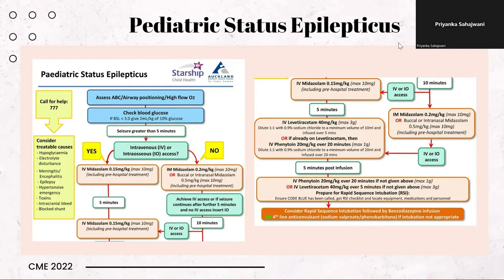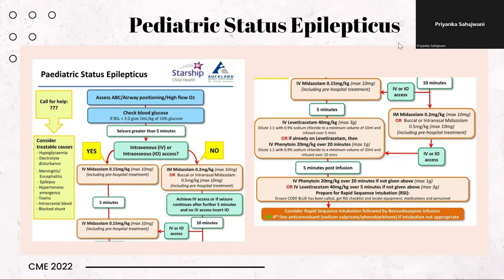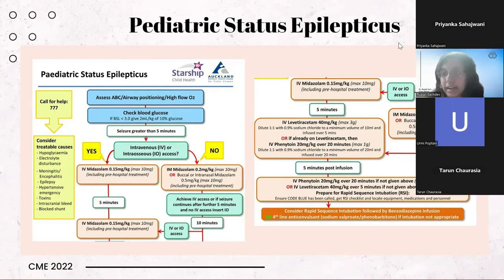This is different from adult status epilepticus because one, our drugs are different. 2, our access is different. In an adult, you are more likely to give IV midaz directly because it's easier to establish an IV line in them.